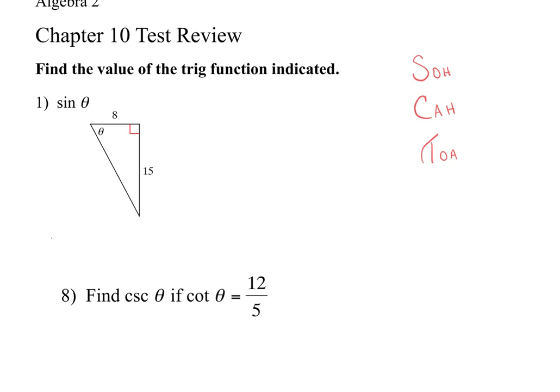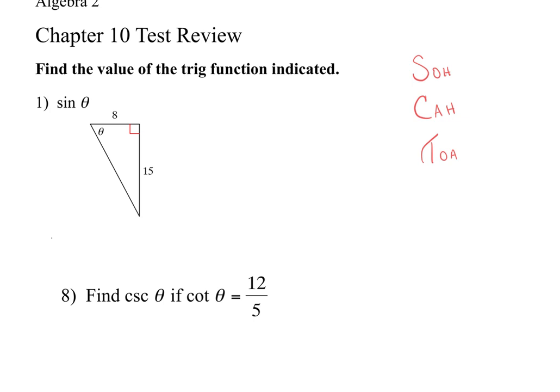I'm not asking for an angle. I'm not asking for some other measurement. I'm asking for the ratio between the sides. All right, so for this first one, it's asking for sine. I am just asking you to list the opposite side over the hypotenuse side and then reduce if possible.